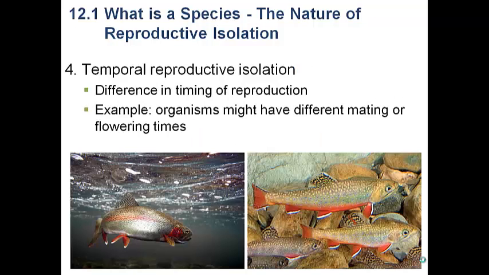Oftentimes organisms are isolated reproductively because of the time of the year at which they reproduce. So on the left-hand side of the screen, we have a rainbow trout. On the right-hand side of the screen, we have brook trout. These are two species of cold water fish. They're often found together in the same streams, but they rarely hybridize. They rarely reproduce with one another because rainbow trout spawn, in other words, they reproduce in the spring. Brook trout spawn or reproduce in the fall. So because they're reproducing at different times of year, it's unlikely that they would reproduce with one another.